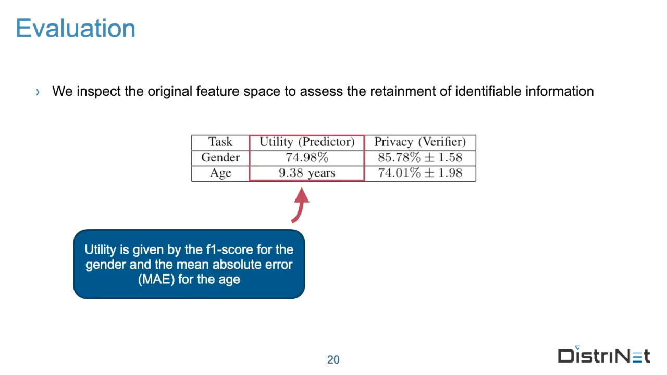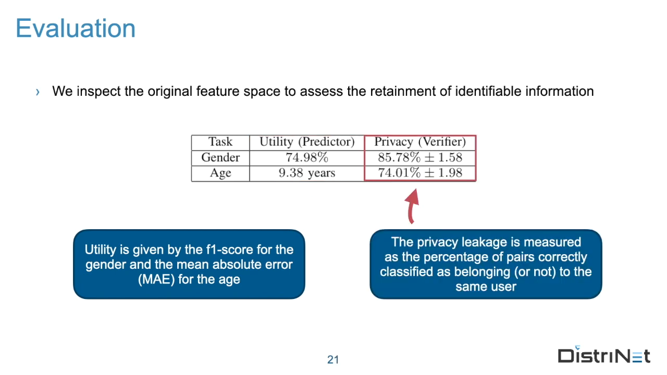The utility is given by the F1 score for the gender, meaning a higher value is associated to a greater utility, and the mean absolute error in terms of years for the age, meaning greater values are associated to a decreased utility. We found that utility to be in line with the state of the art and aim at keeping these values as close as possible to the baseline when performing privatization. On the other end, the identity verification is measured as the percentage of pairs that are correctly recognized as belonging or not to the same user. This is the value we want to decrease up to the point where it's not possible to tell if two samples belong to the same user or not, or a random guess of 50%.